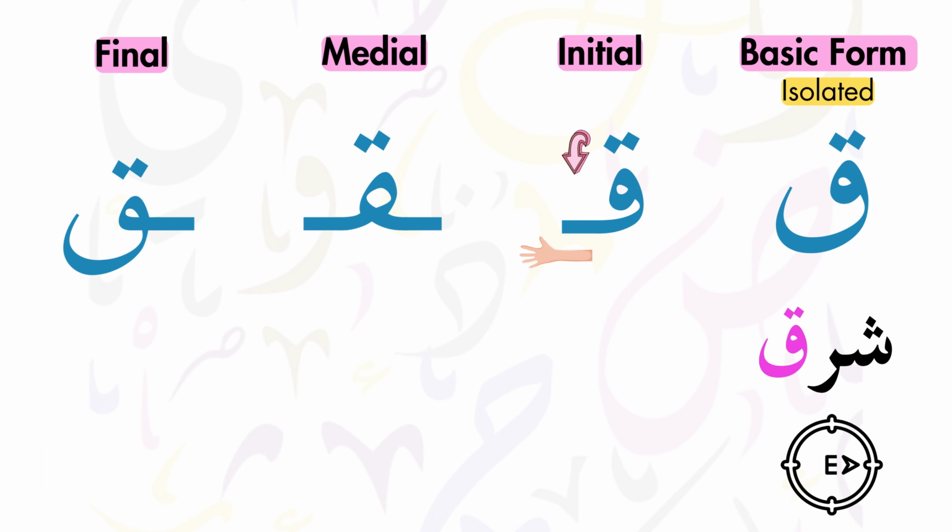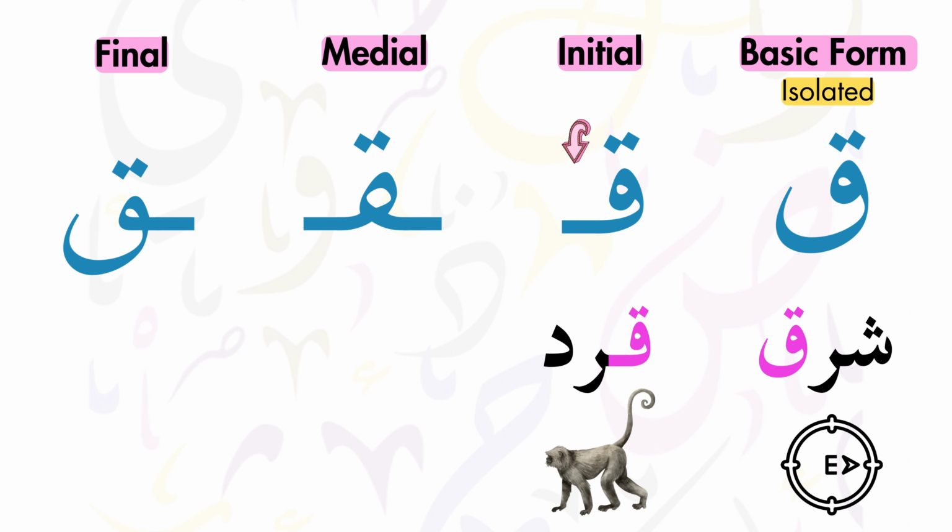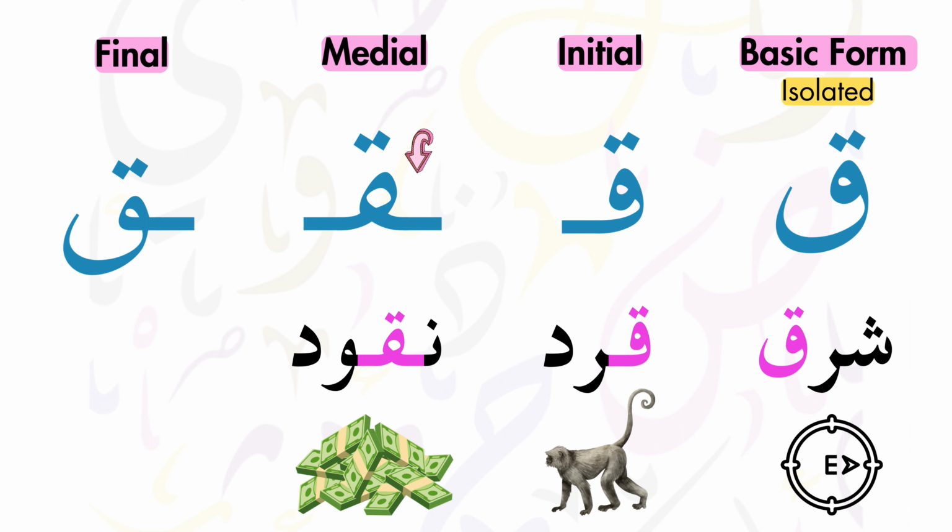The second one is the initial form, which comes in the beginning of the word with one hand from the left in order to be attached to the next letter, as in the word qird, which means monkey. Then, the third form is the medial one, which comes in the middle of the word with two hands from the right and the left in order to be attached to the previous and next letters, as in the word nuqud, which means money.